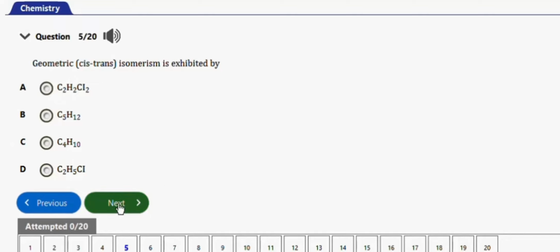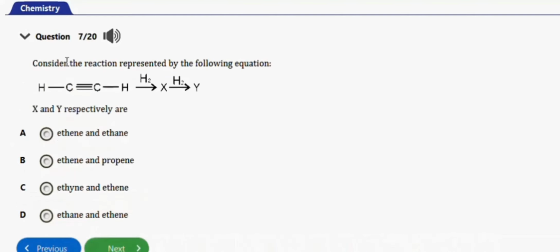The next question will be this one. It says alkanes undergo the following reactions except substitution reaction. Okay, so alkenes don't undergo substitution reaction, they undergo addition reaction, they undergo hydration, polymerization. So they undergo the following reactions except substitution, option B. So the next question will be this one. It says, consider the reaction represented by the following equation. X and Y respectively are. So the answer will be 18 and ethane, option A. So that's it for this question.